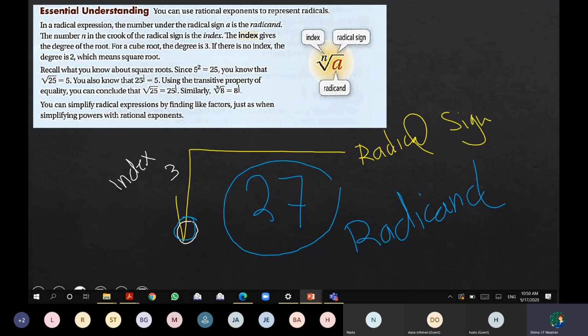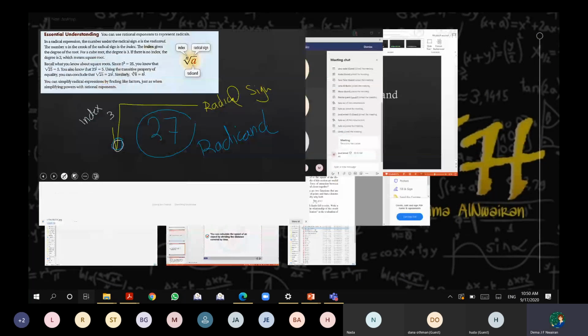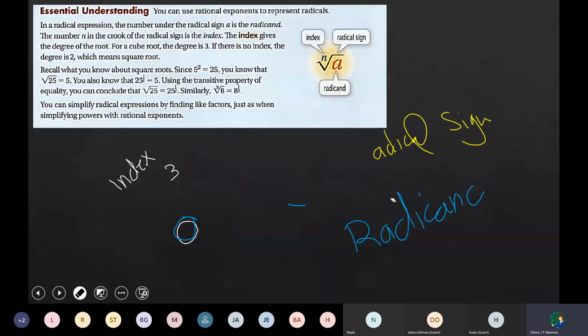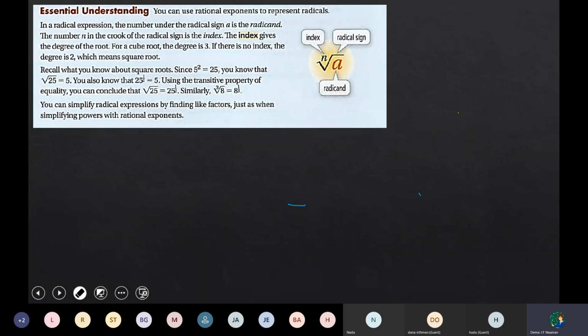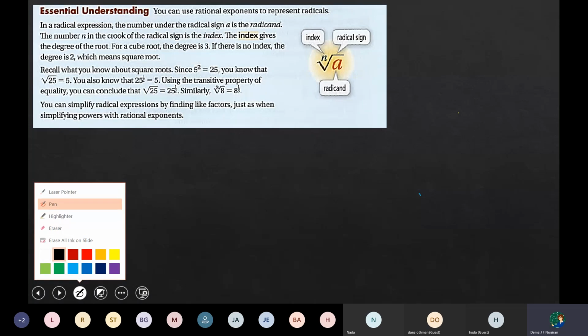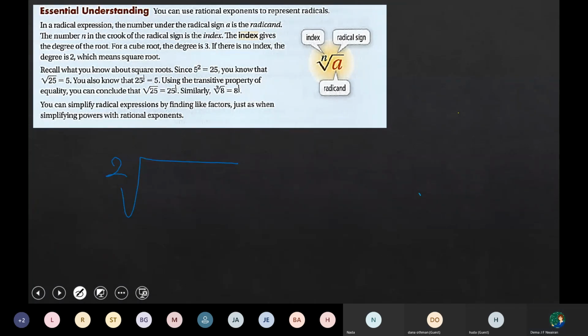If I told you now, if you have the cubic root of 27, what is the radicand? It's 27. What is the index? It is 3. Now, if I told you, if you have one like this, what is the radicand? It is 16.